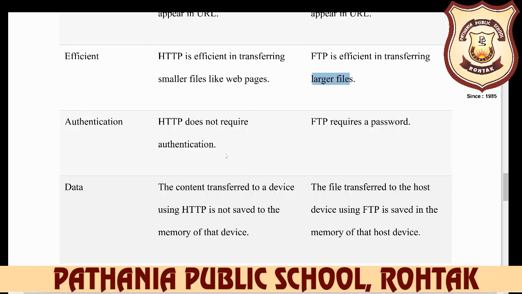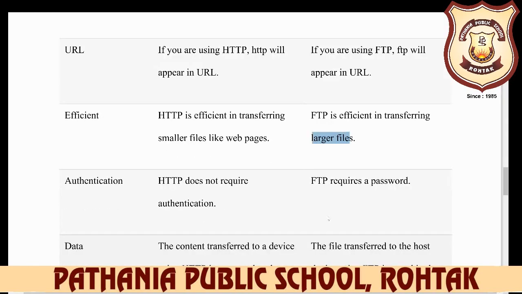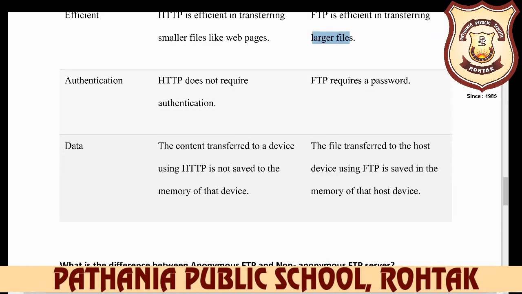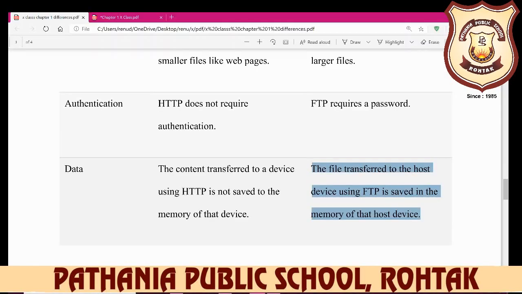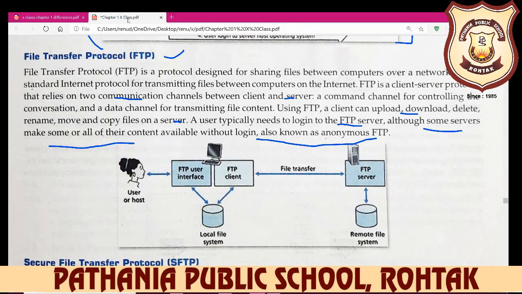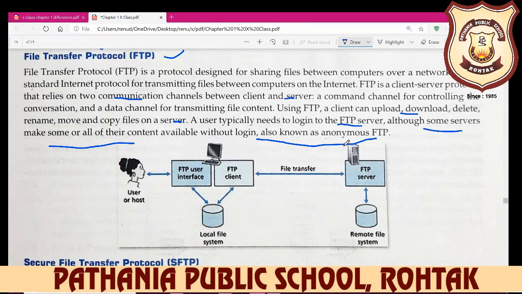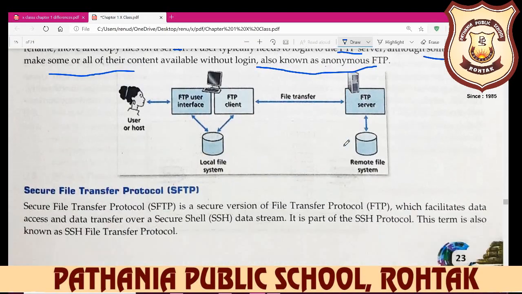The content transferred to a device using HTTP is not saved to the memory of that device, but the file transferred by FTP to the host device is saved in the memory of that host device. So this is the main difference between HTTP and FTP, and the anonymous FTP server and the non-anonymous FTP server.